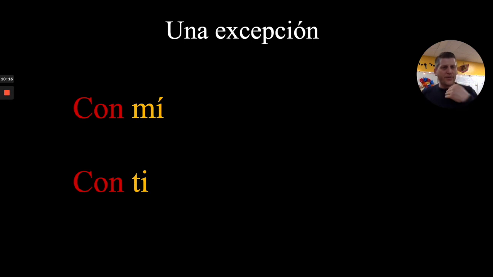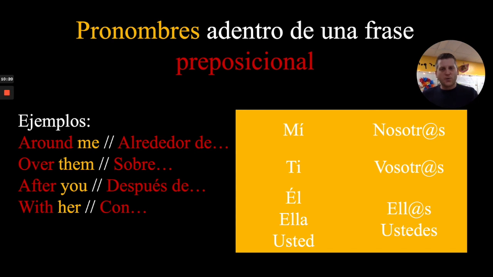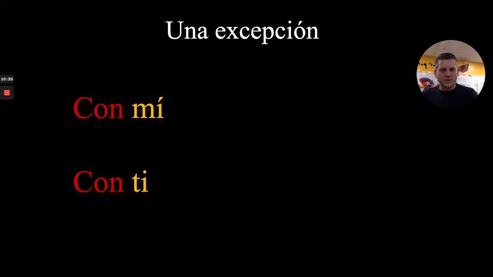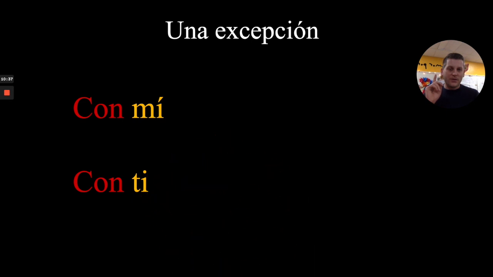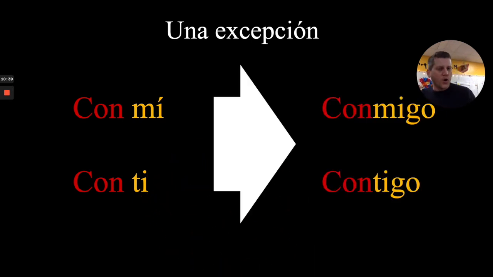If I want to say with me, going back to the chart, you're not just going to take the word con and then put a mí after it. This is an exception. So too is an exception, con ti. No one says con ti. Instead, you're going to say conmigo and contigo. Please write that down. Conmigo and contigo.